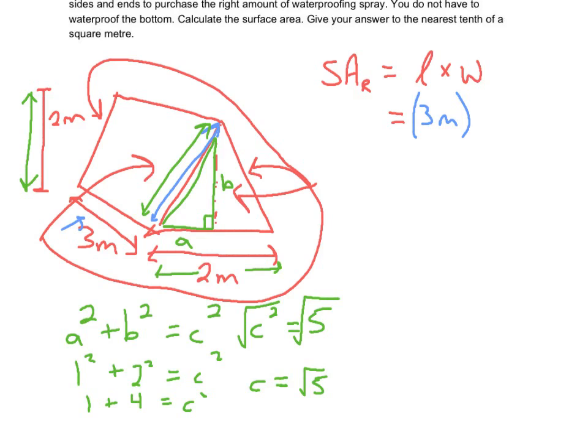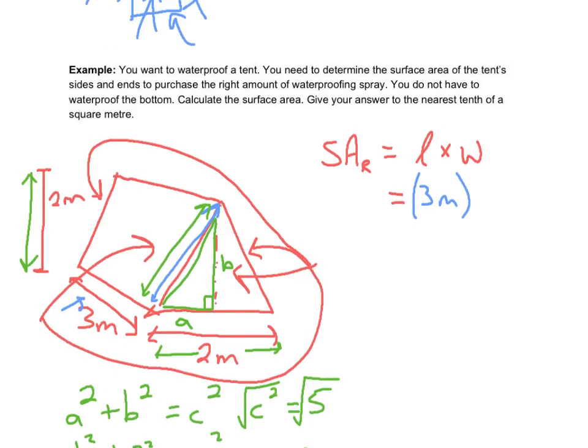And if you punch it in on a calculator, you'll be able to see that if you want to put that in decimal form, the square root of 5 is about 2.24, and that's going to be in meters. Okay, so let's go back to where we were now.